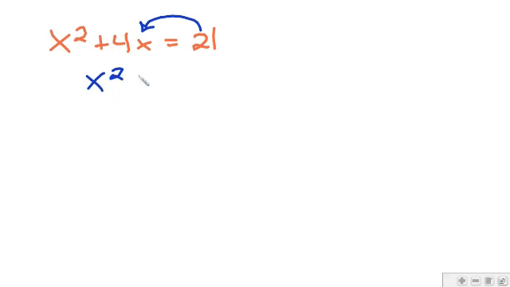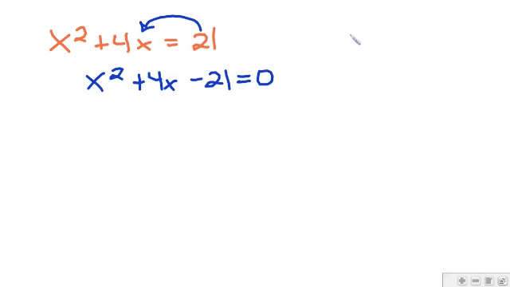All right, if you have x squared plus 4x equals 21. Now, this is not in standard form. We need to move this 21 over here, so it's next to the 4x, creating that standard form. So we take its opposite. So we're going to get x squared plus 4x minus 21 equals 0.